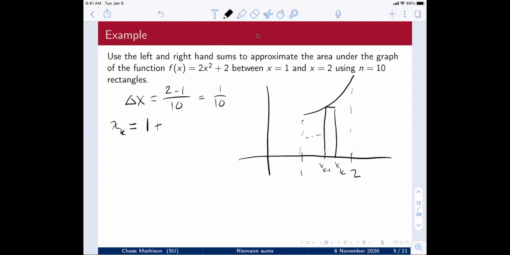K times 1/10, right? When I say k steps, I just mean k delta x steps. So that's 1 plus k/10. Okay.